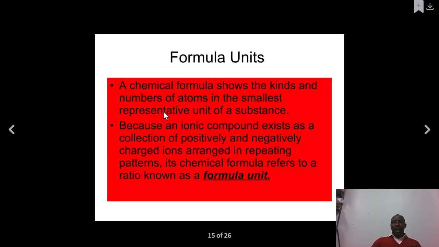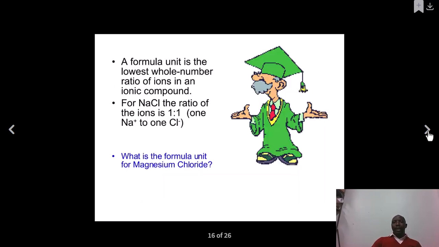A chemical formula shows the kinds and numbers of atoms in the smallest representative unit of a substance, because an ionic compound exists as a collection of positive and negative charged ions arranged in repeating patterns. Its chemical formula refers to the ratio, the formula unit. The formula will depend on the ratio of the electrons lost and gained. For example, sodium and chlorine: sodium has lost 1 electron and chlorine has gained 1 electron. If they connect together, they are in the ratio 1:1, meaning 1 electron lost and 1 electron gained. This means we write 1, 1, and we write sodium and chloride together.